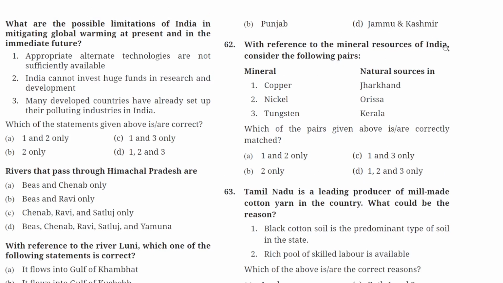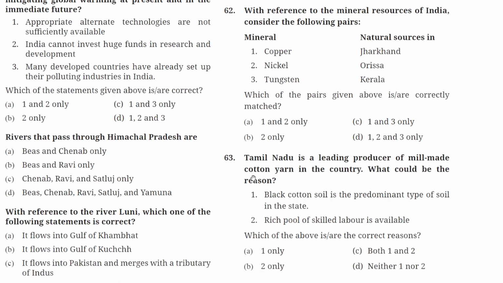With reference to mineral resources of India, consider the following pairs. Copper is found in, no, copper is basically found in Jharkhand. Okay? No, no, only 50% is found in Jharkhand. Okay? Nickel in Odisha, true. Tungsten in Kerala, no, it is also wrong. So only 2, B is the answer.